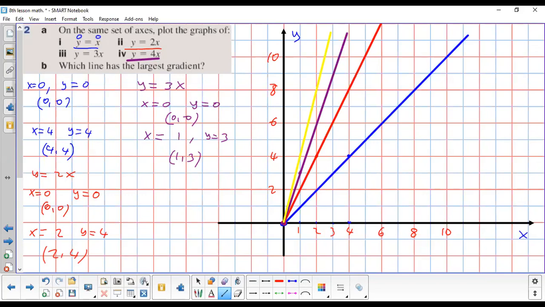As you see here, we want to emphasize that here the gradient was 1. Here the gradient is 2, then 3, then 4. So if the gradient is increasing, the steepness of the line is increasing too. Look at it. This is showing us what the gradient does. Which line has the largest gradient? Obviously, y equals 4x has the largest gradient.